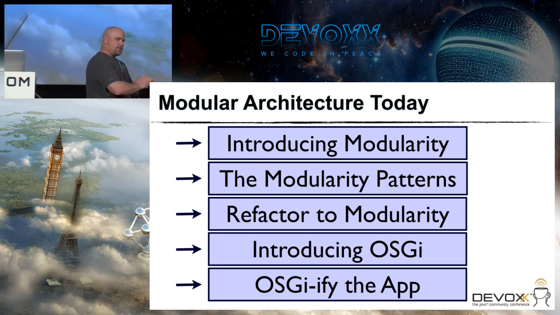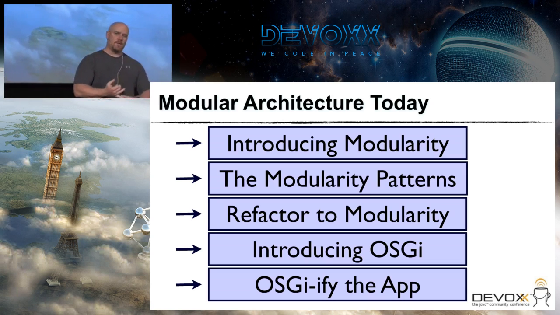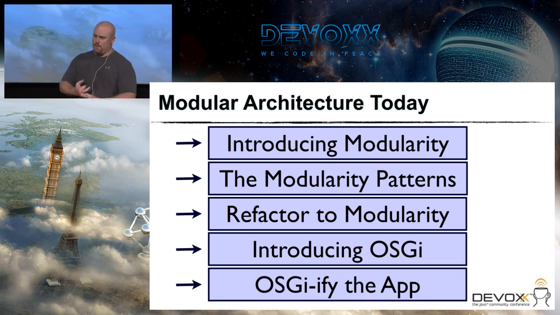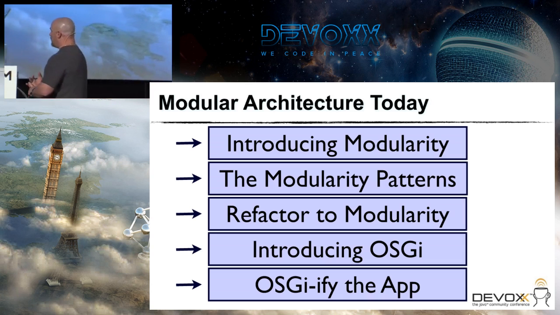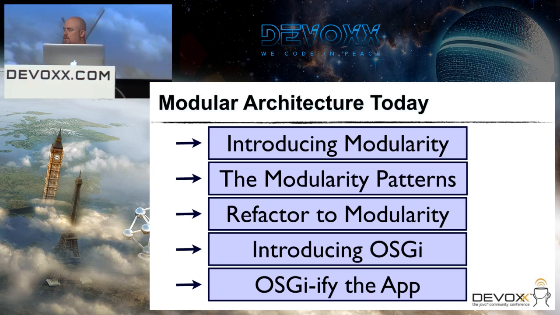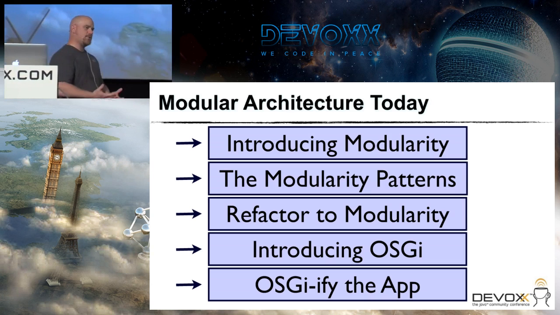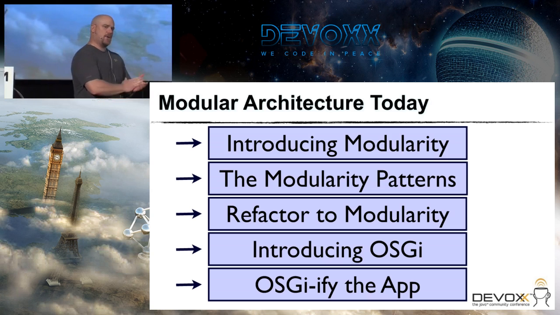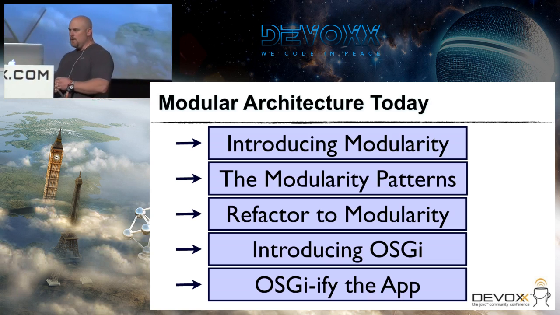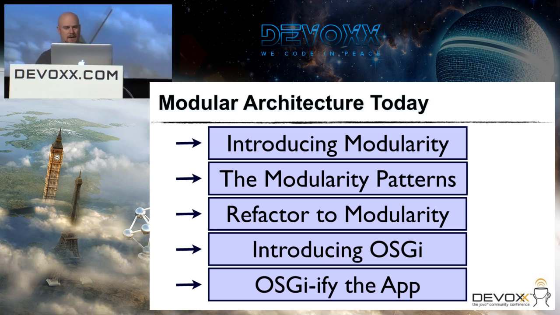So we're going to start out introducing modularity. What is it? What are the benefits of modularity? Then I'm going to talk a little bit about the modularity patterns. These are 18 patterns that were published in my book, and how they help us go about designing a system with a modular architecture.